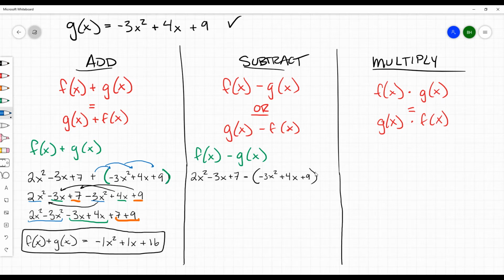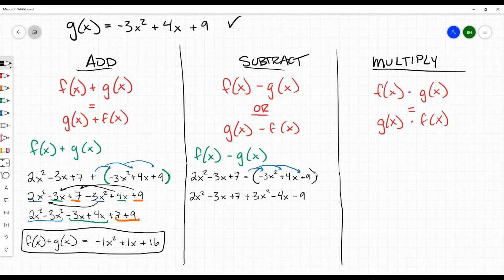And the reason is because when we distribute using a negative value, in this case it's this negative 1 in front of that set of parentheses, we're going to need to distribute that out, and that's going to change the sign of all of these values. So we'll get 2x squared minus 3x plus 7. Then we have a negative value multiplied by a negative 3x squared, so we'll get a positive 3x squared. A negative value multiplied by a positive 4x is going to be a negative 4x. And then a negative value with a positive 9 is going to be a negative 9.